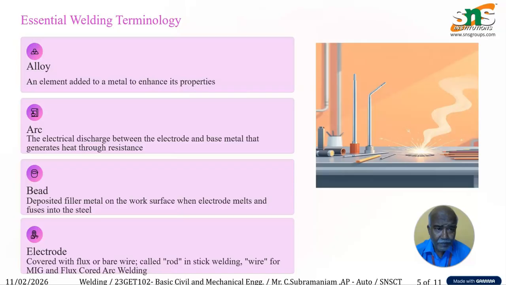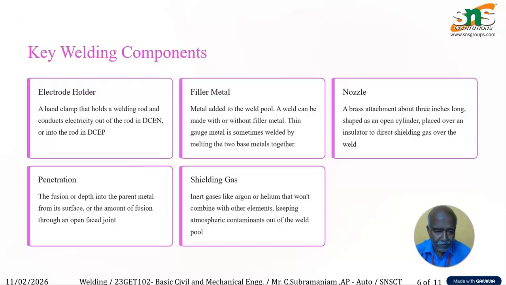Alloy is an element added to the metal to enhance its properties, and the arc gives the electric charge between the electrode and the base metal itself, which produces the heat. Bead is a deposit of the filler metal on the work surface when the electrode melts. The electrode covered with flux or a bare wire is called the rod, as in stick welding, or wire, as in MIG welding and flux coated arc welding. Here you can see the key welding points: the electrode holder, filler material, nozzle, penetration, and shielding gas. These are the main components of welding itself.